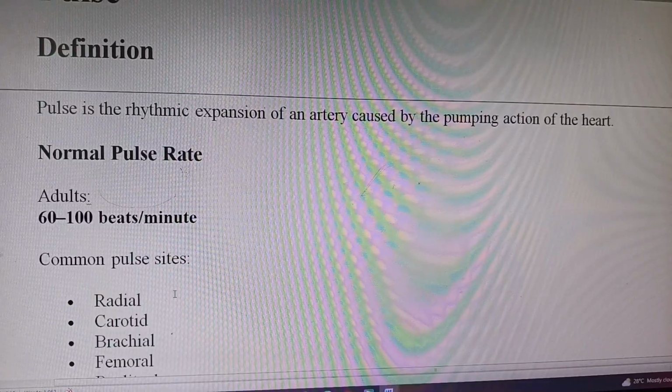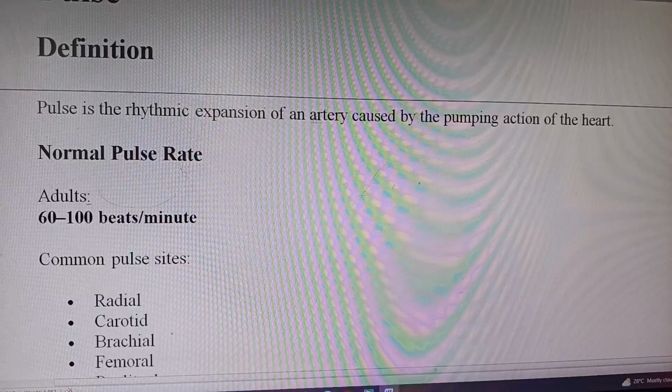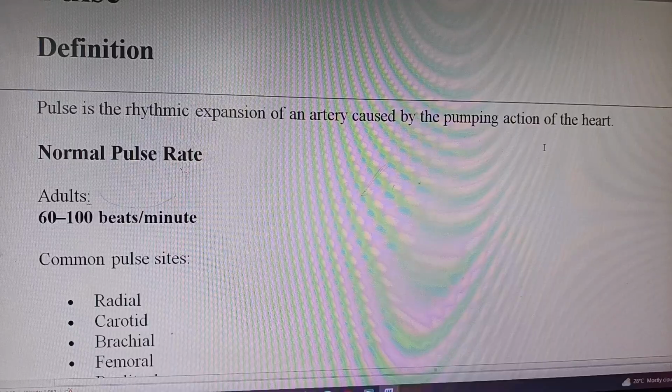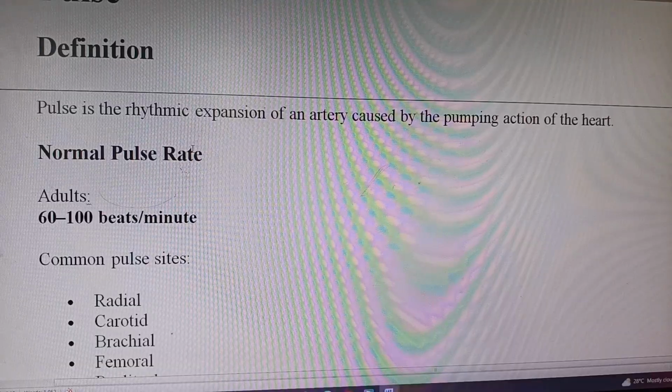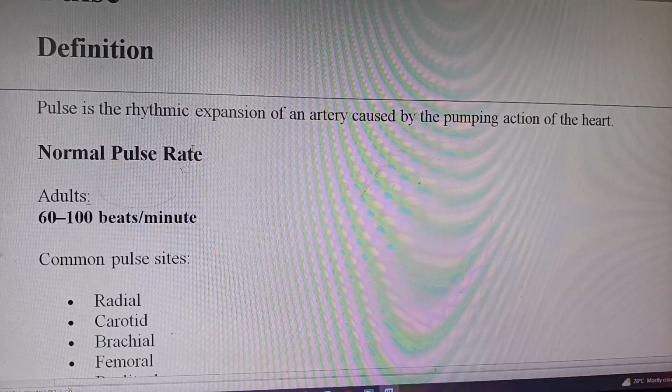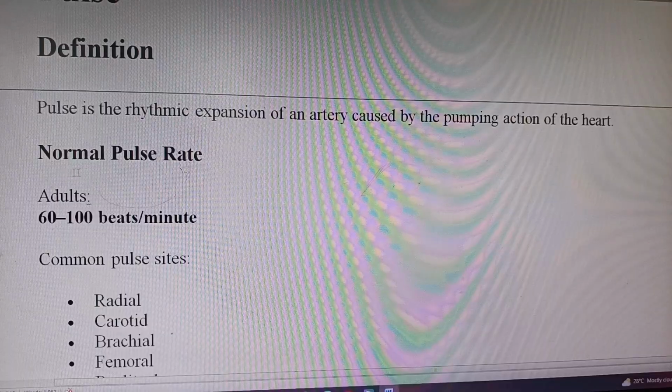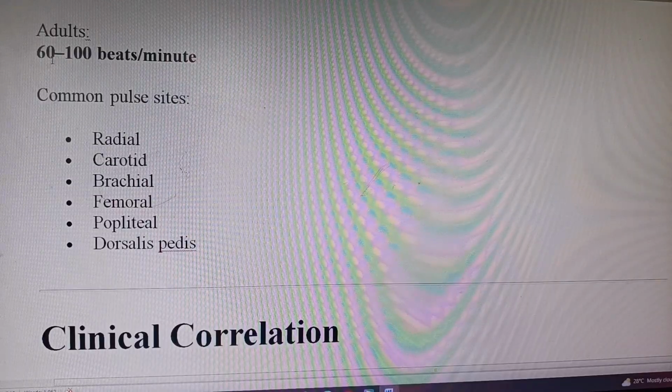Next we will see the pulse. Pulse is a rhythmic expansion of an artery caused by the pumping action of the heart. When the heart is contracting, more blood passes through the blood vessels, so the blood vessels start expanding. When the heart is relaxing, less blood flows through the blood vessels, so the blood vessels recoil to their normal position. Normal pulse rate in adults is approximately 60 to 100 beats per minute.